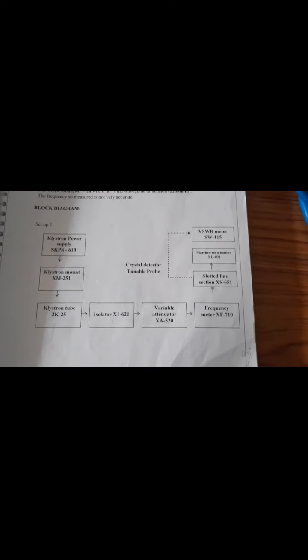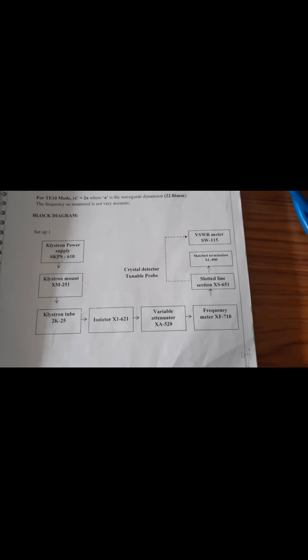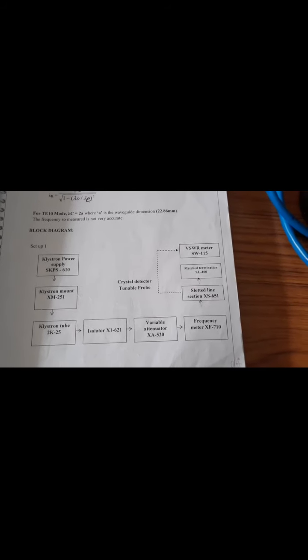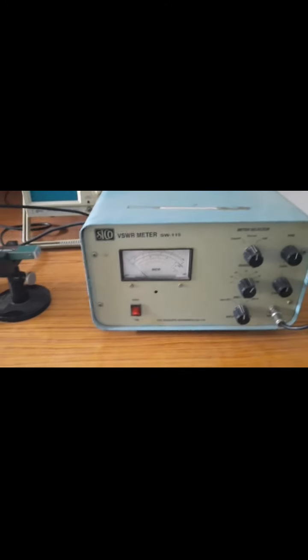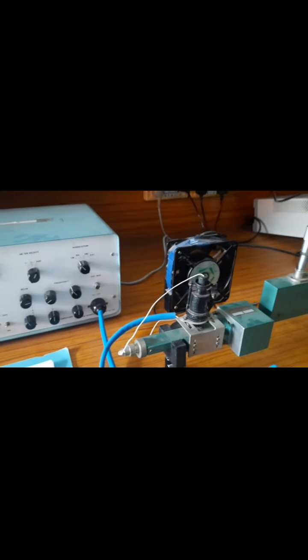First is the Klystron power supply, Klystron mount, Klystron tube, isolator, variable attenuator, frequency meter, slotted section, and VSWR meter. You can see the Klystron power supply, Klystron mount, isolator, variable attenuator, frequency meter, the slotted section, matched termination, and this is your VSWR meter. With the help of this microwave test bench, we have to measure the Klystron frequency.